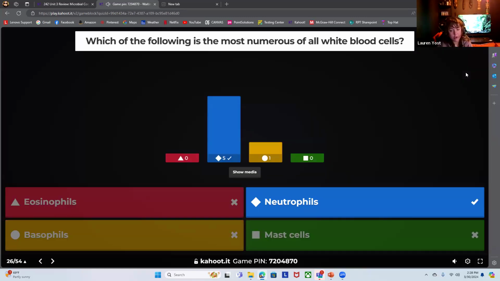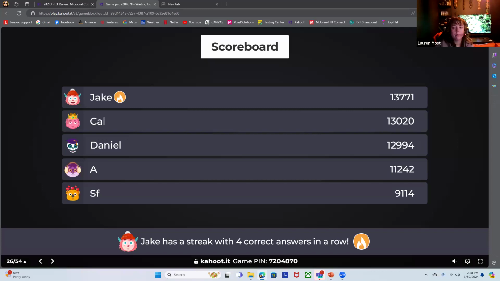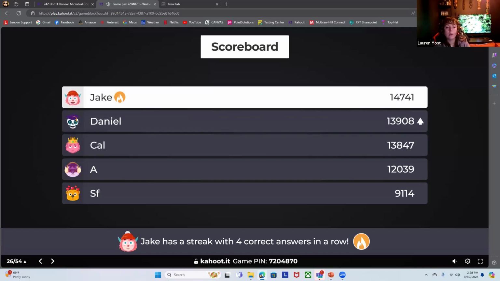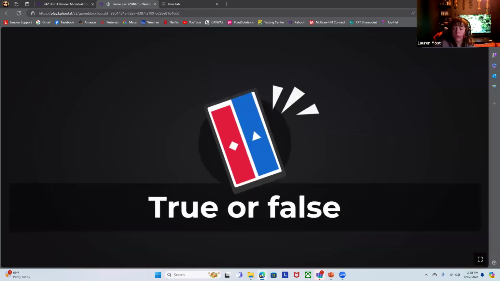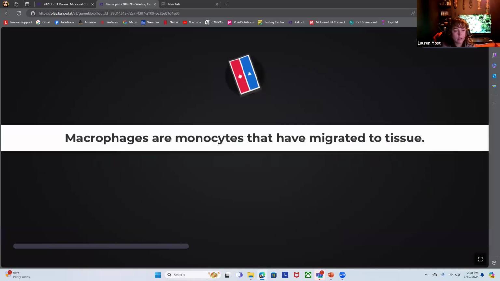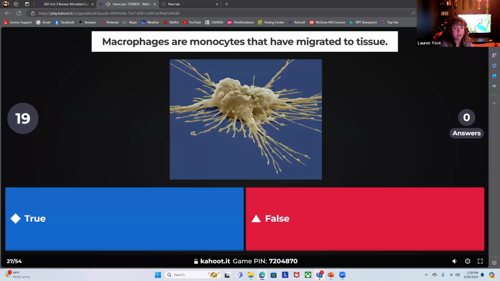Okay, so it is going to be neutrophils. It should be quite a bit. I think it's something like 55% of all of your white blood cells or something, and I don't remember for sure, so don't quote me on that, but it is definitely the most of all the white blood cells. That might be a Dr. Shearer question.